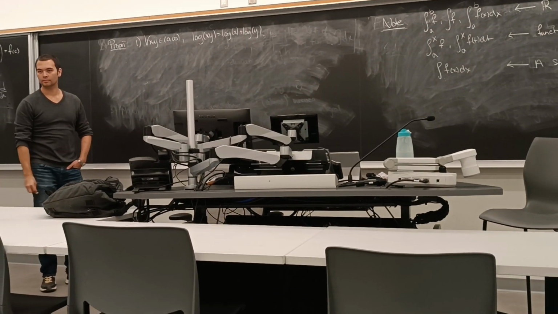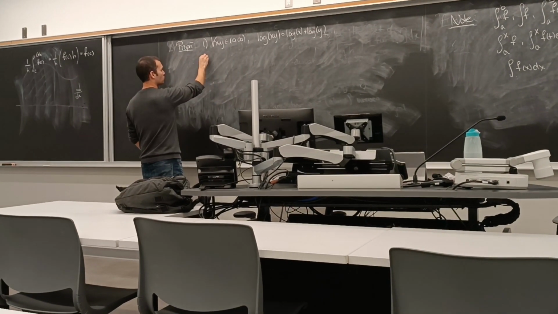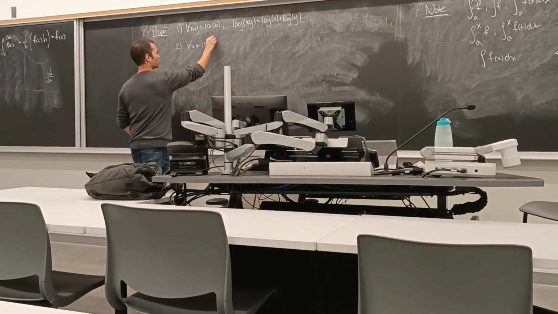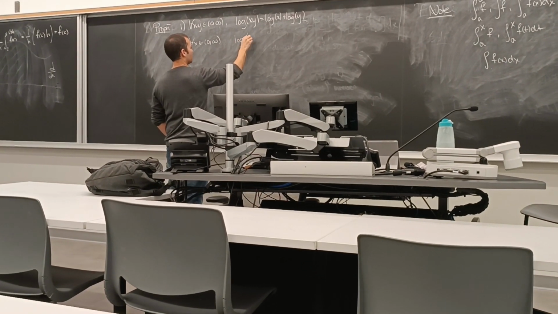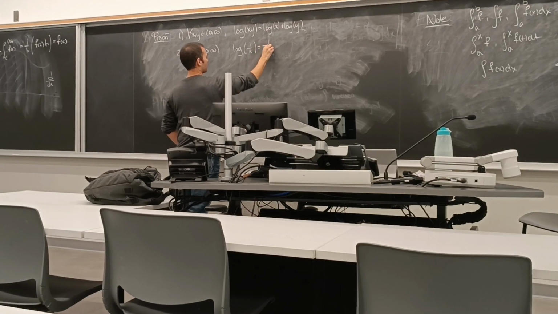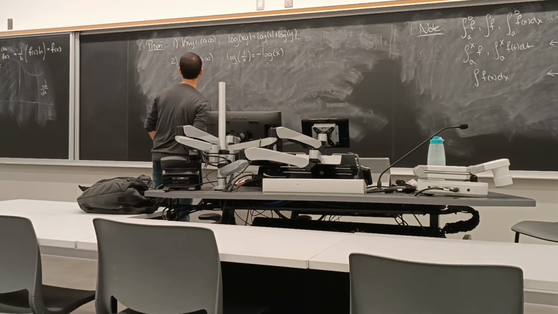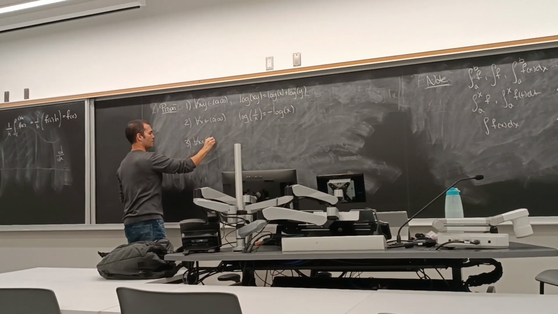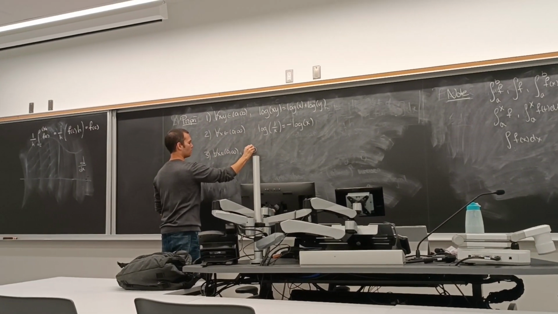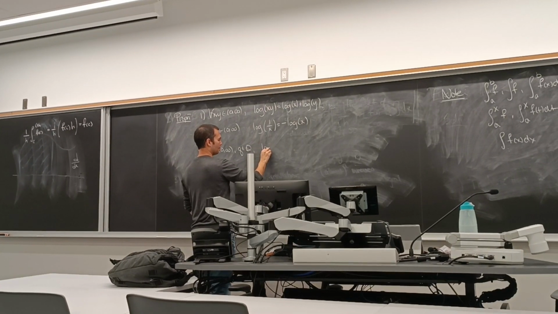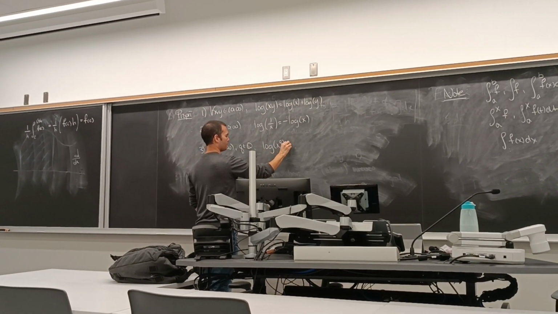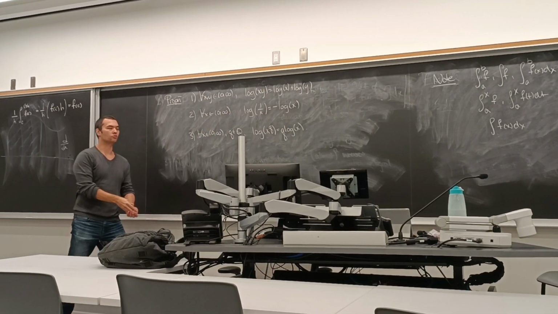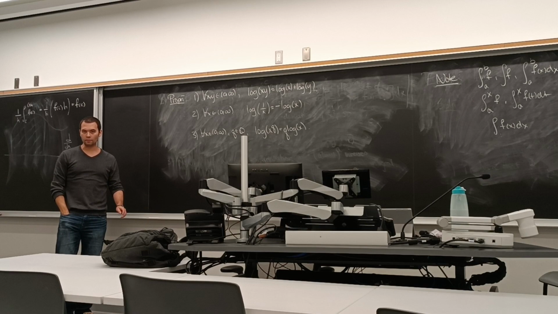you should all double check my log identities to make sure I don't screw them up. The log of 1 over x is negative log x, and for x in 0 to infinity and r rational. So right now we're only going to be rational. That's true, right? Those identities should look familiar.